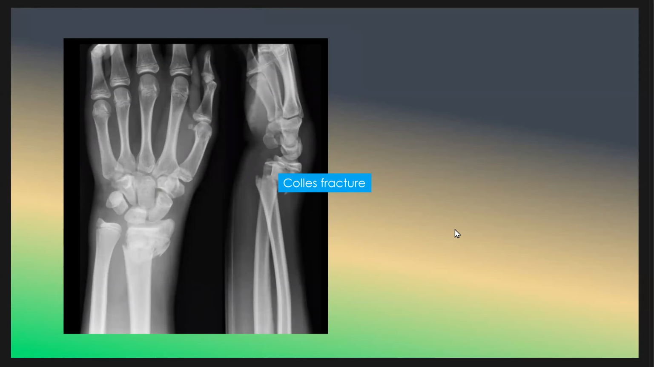What do you think the patient has? This is a teenager with wrist pain after trauma, falling on an outstretched hand. What do you think? We have a distal radial fracture with dorsal displacement and dorsal angulation, and this is a classic case of Colles fracture. You see the soft tissue around the wrist and the fracture and dorsal displacement.